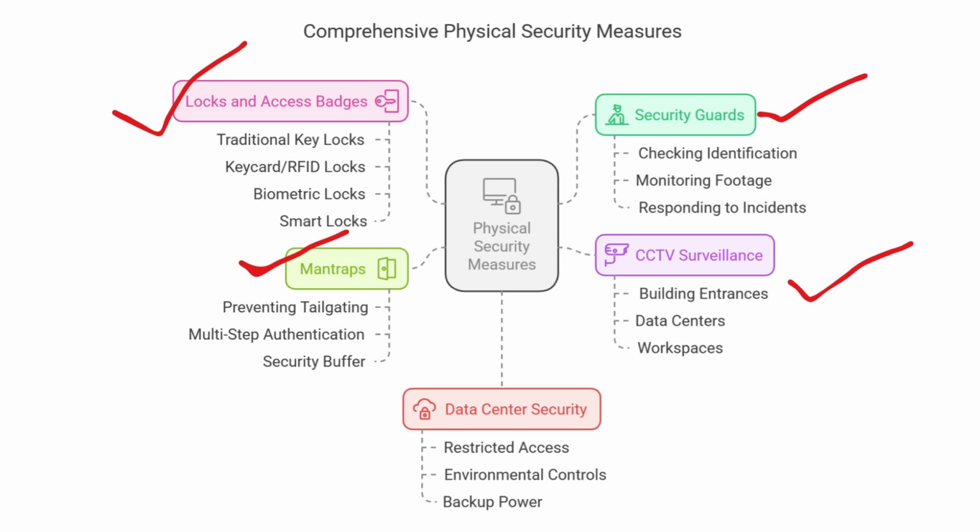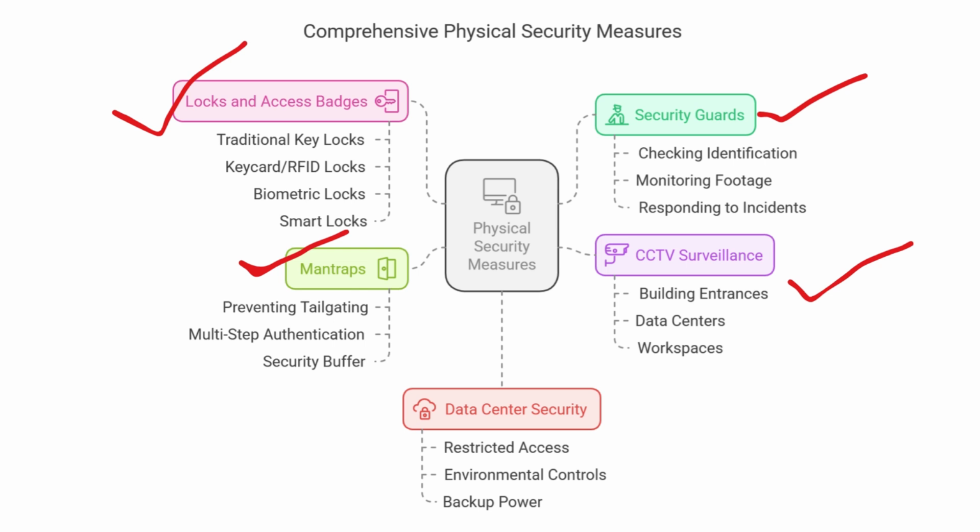Locks and access badges. At the most basic level, locks and badges control who can physically enter a facility. The types of locks are traditional key locks, simple but easy to bypass if keys are lost or copied, and keycard/RFID locks.